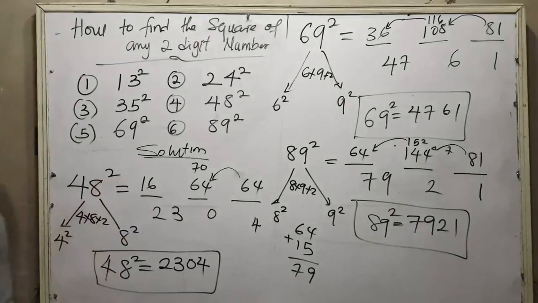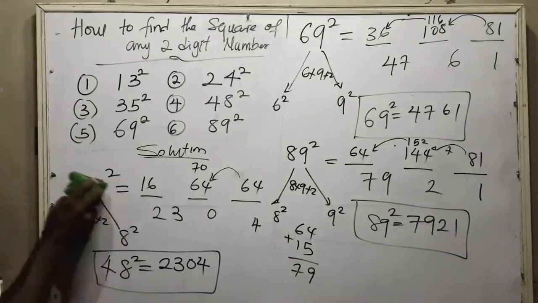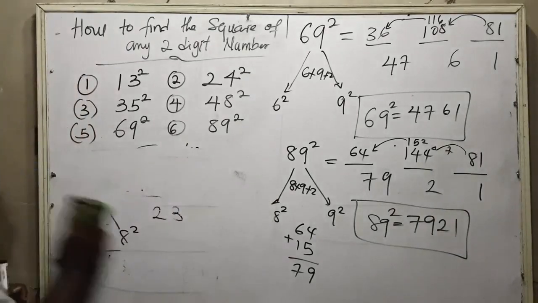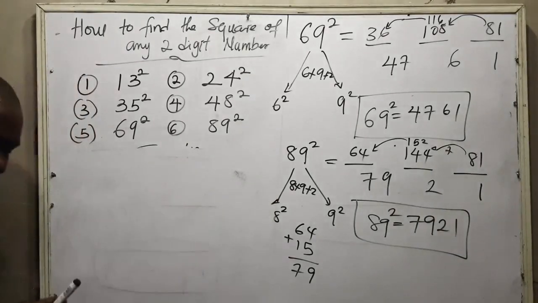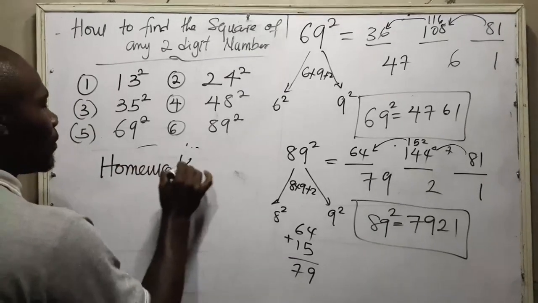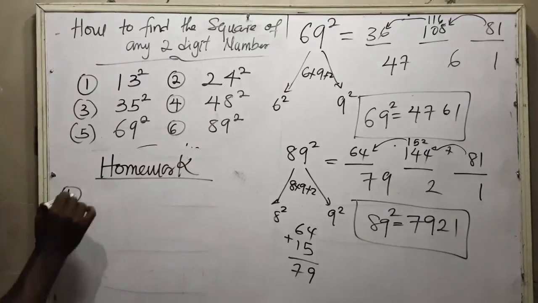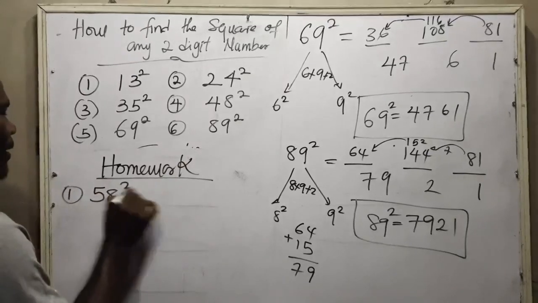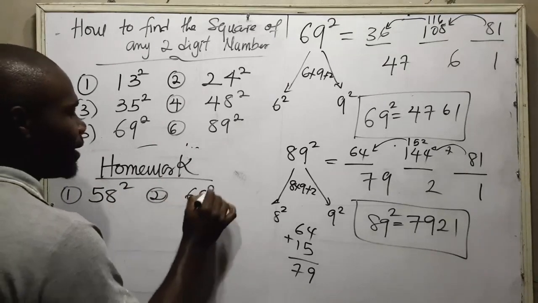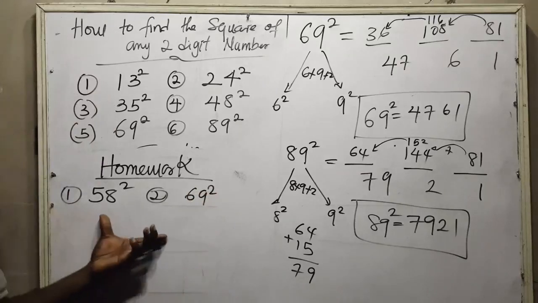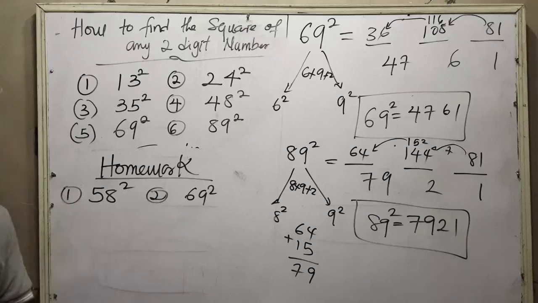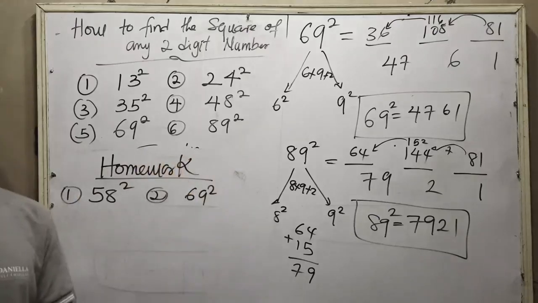So I will try to give you a homework to do, so you're able to test all what I've been doing since. 1, find the square of 58 squared. 2, find the square of 69 squared. So help me to do this and send it to me in the comment section. Give me the answer. Let's see how it looks. Let's see the practical of what we have been doing.